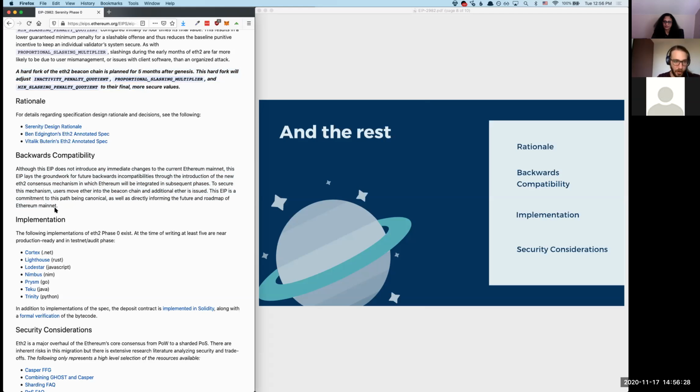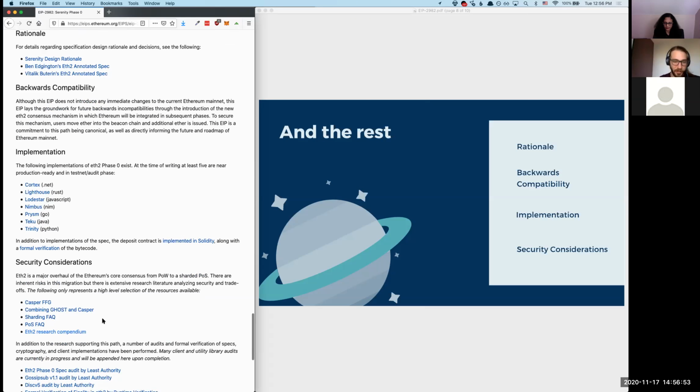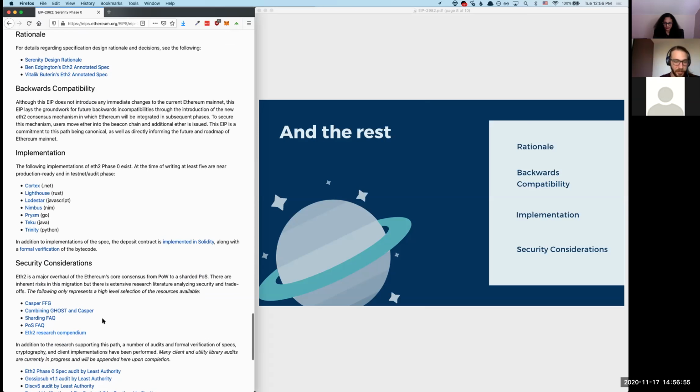Implementation, there's a lot of implementations. There's 4 or 5 that are near production ready, but there's been a number along the way. I think there's maybe 3 that died that had valiant lives, but eventually were deprecated. And there's a couple that are up and coming. And there's formal verification of that bytecode. There's also tons of other stuff, lots of implementations and work around this.